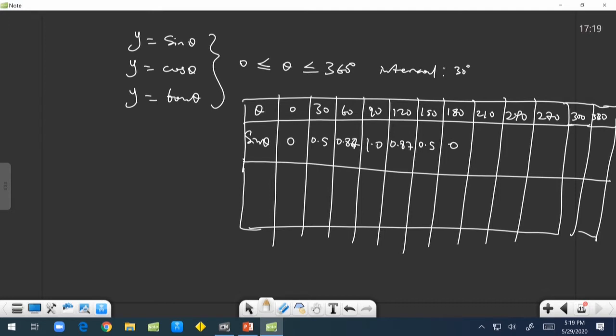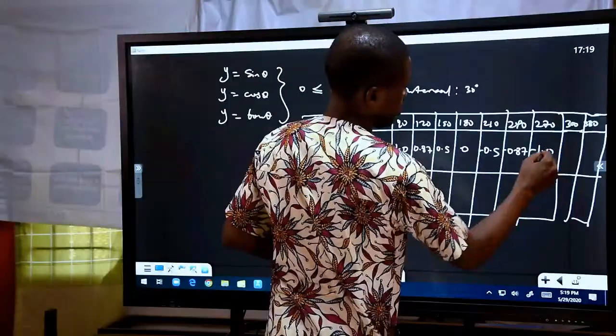Sine 210 is in the third quadrant, so it will give us the same value as sine 30, because we subtract 180 from there, but in a negative way. So we have minus 0.5. Sine 240 will give us minus 0.87. You can confirm that with the calculator. And sine 270 will return us back to sine 90, and that will be negative, minus 1.0.